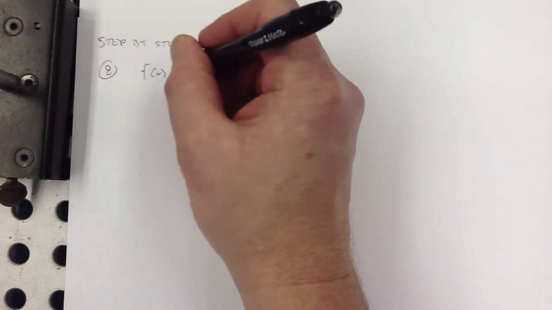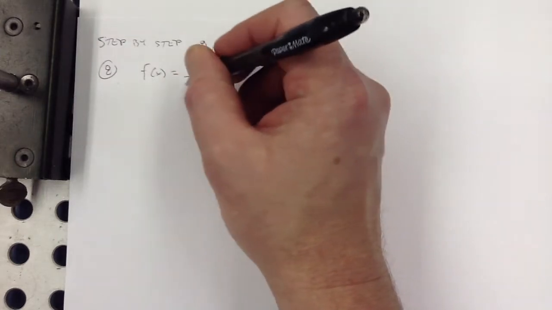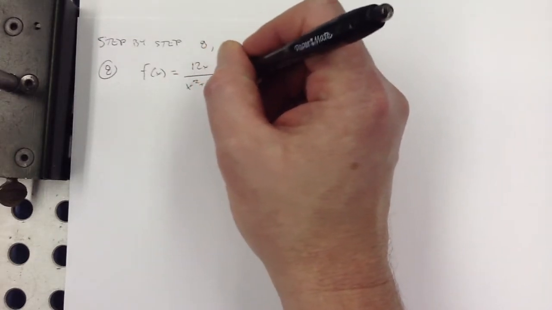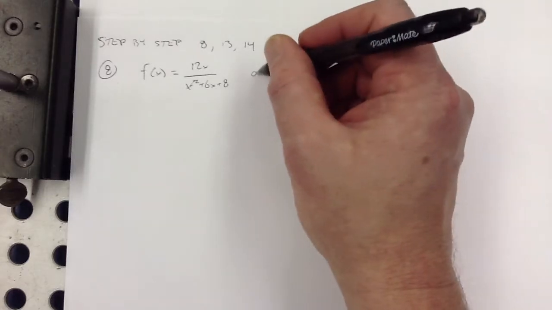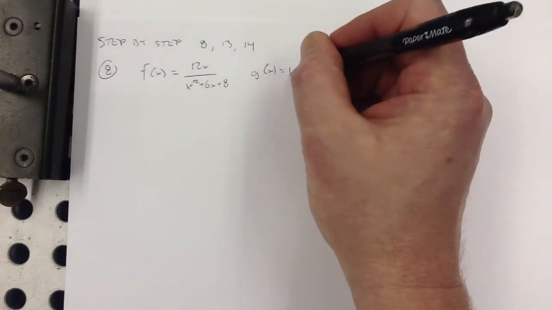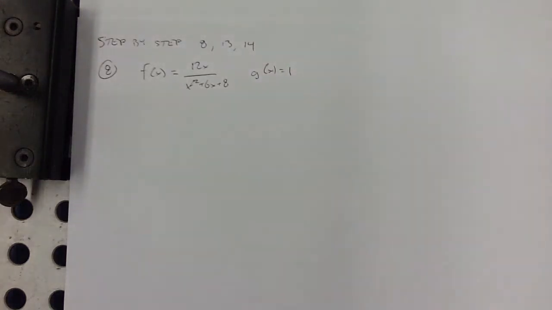Function f of x is equal to 12x over x squared plus 6x plus 8, and we know that g of x is equal to 1. They gave us a little graph, and we can see that those two functions intersect at 2 and 4, and you could check that if you want to. And they want us to show that Rolle's theorem holds for f of x on the interval from 2 to 4.